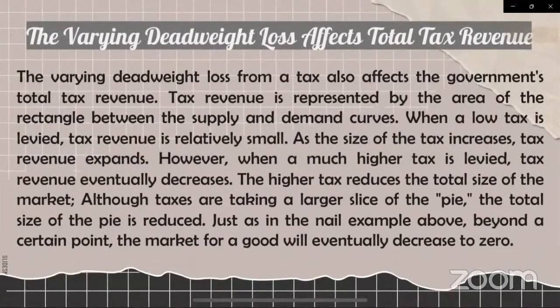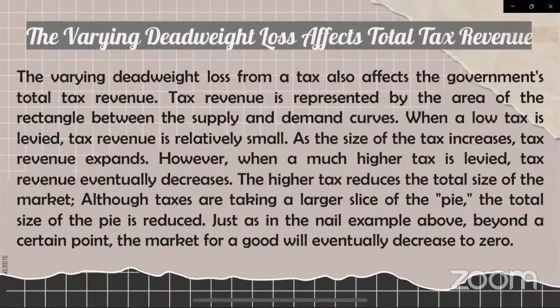Differing deadweight loss also affects total tax revenue. Differing deadweight loss from a tax also affects the government's total tax revenue. Tax revenue is represented by the area of the rectangle between the supply and demand curve that I have mentioned before. When a low tax is levied, tax revenue is relatively small. As the size of the tax increases, tax revenue expands.